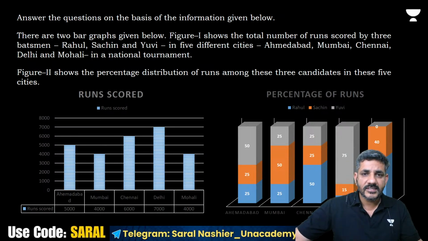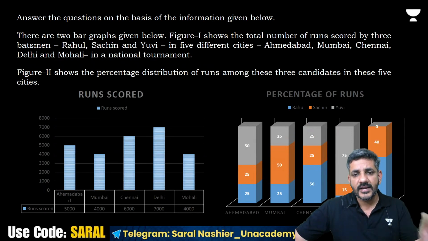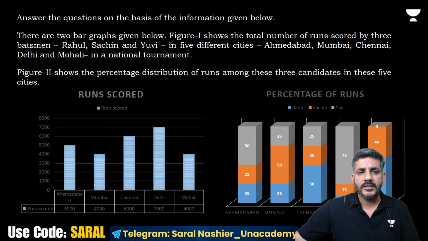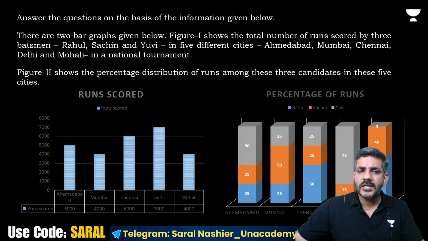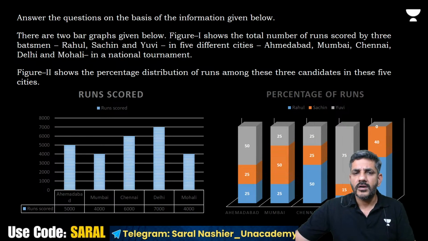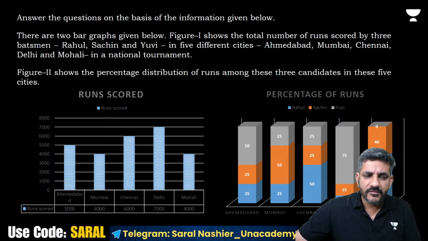Now, on the left hand side, you see a table. On the right hand side, you see a bar graph. So let me just show you the bar graph once to have an idea. The table is straight away telling you that 5,000 is the number of runs scored by them in Ahmedabad. Similarly, 4,000 is the number of runs scored by them in Mumbai. In Chennai, it is 6,000, and so on. Those numbers are written, and even if they were not written, it was clearly visible to us.